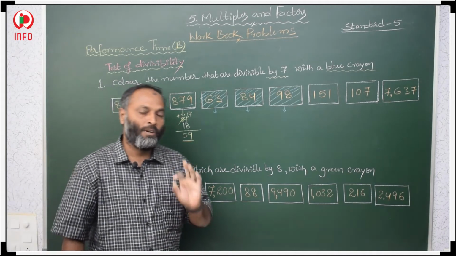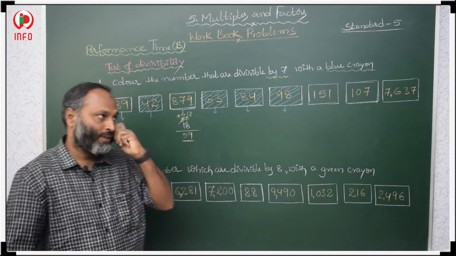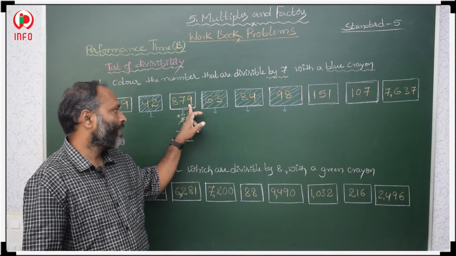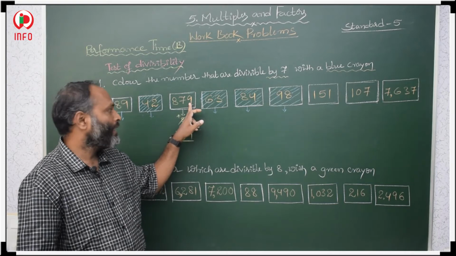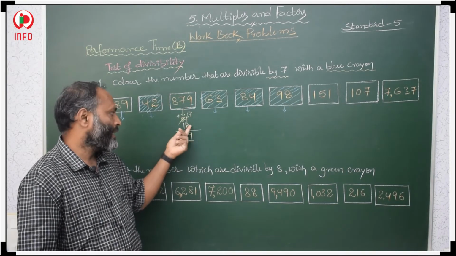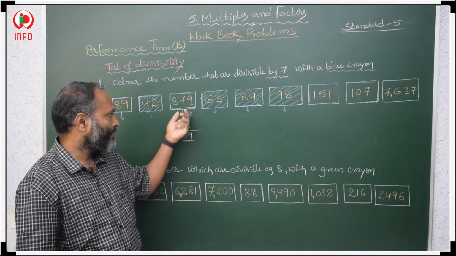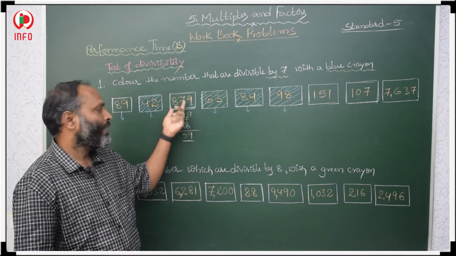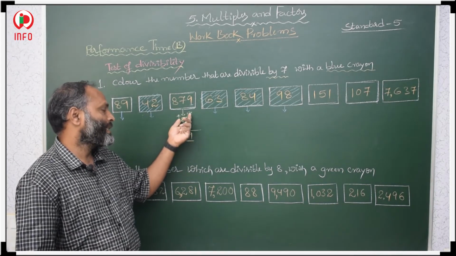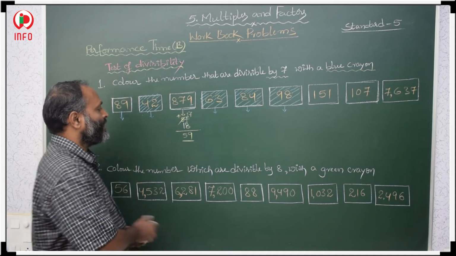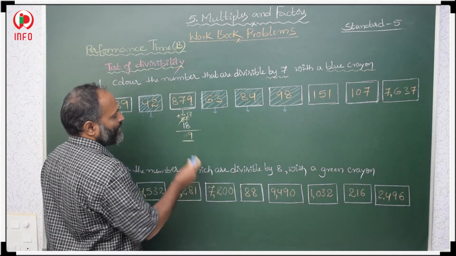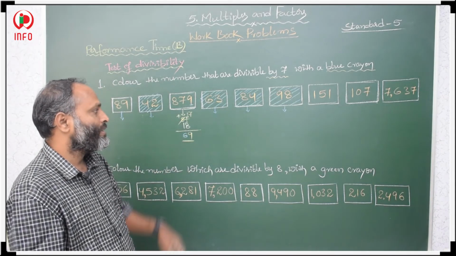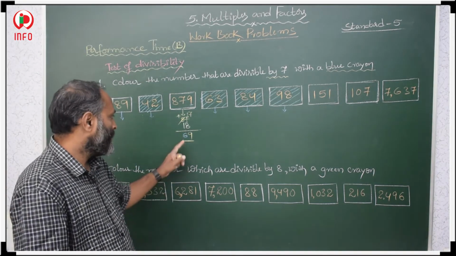Once again, what is the condition? The condition for 7 is, first you double the ones place digit. What is there in the ones place? 9. So you double this 9, that is 9 twos are 18. This number we have to subtract from the remaining digits, 87. 87 minus 18 is 69, not 59. 69 is not divisible by 7, so that is why it is also not divisible by 7.